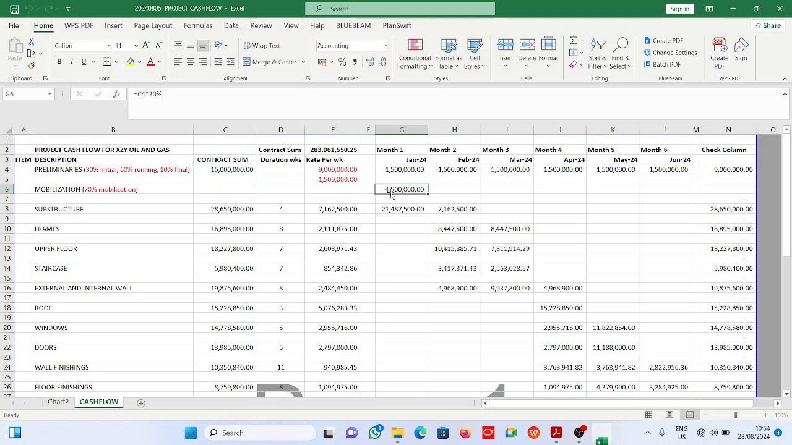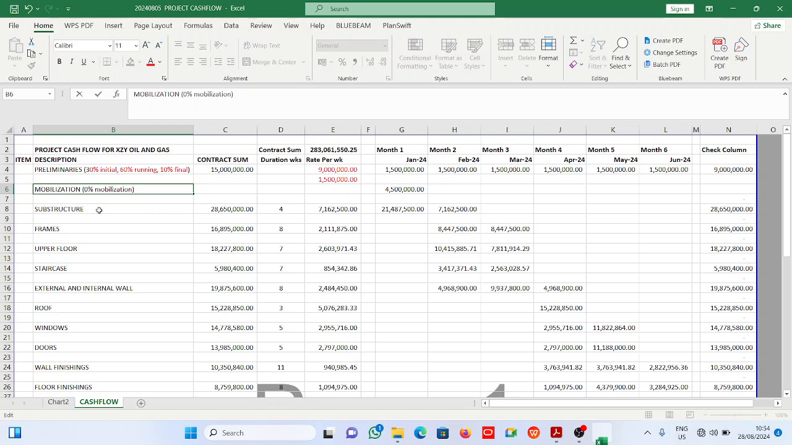4.5 million. And this is what we have here. Now 60% of the preliminaries is this. I separated them for a reason. Is this 9 million? Now we have the final cost, which is the end cost. This is mobilization, right? Oh, this is 30.